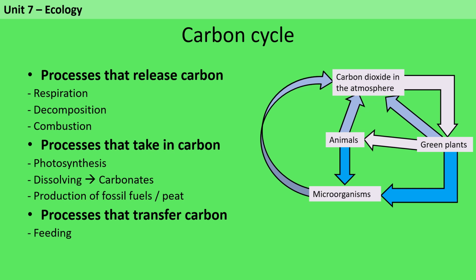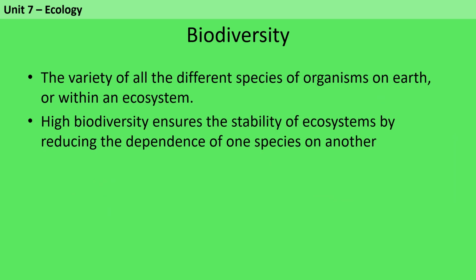Meanwhile, carbon is removed from the atmosphere by photosynthesis, in which green plants and algae absorb carbon dioxide and make glucose. They then store this as starch or use it to make fats, proteins and cellulose. Carbon dioxide is also removed when it dissolves in oceans and forms into carbonates, which are locked up in sedimentary rocks, and also by the production of fossil fuels and peat. Carbon can also be transferred between plants and animals when animals eat plants.